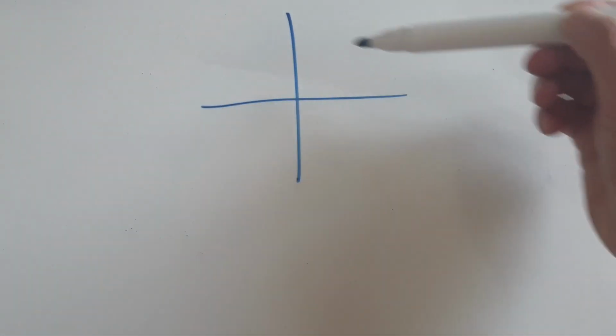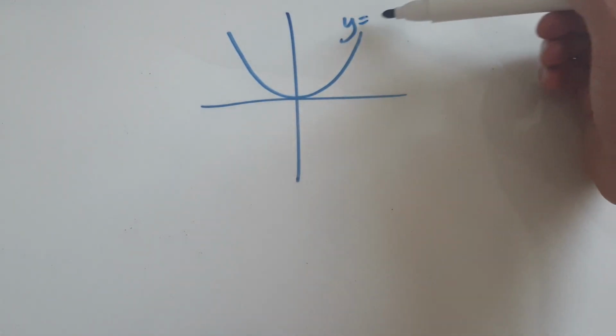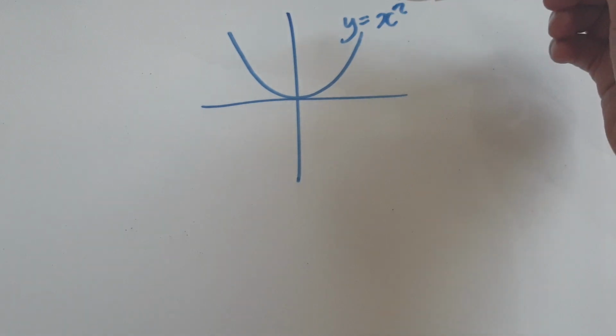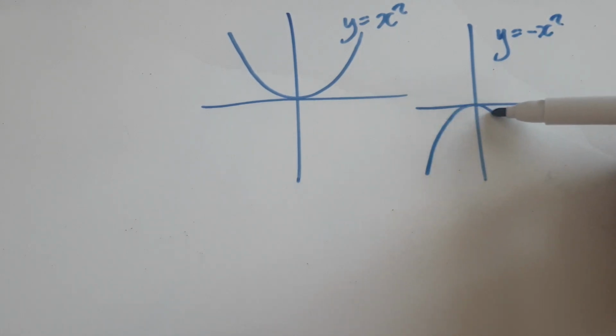Let me give you an explanation of concavity. So a graph, this is a graph concaving upwards. If you look at y equals x squared, this is concave up. If you look at y equals negative x squared, this is concave down.